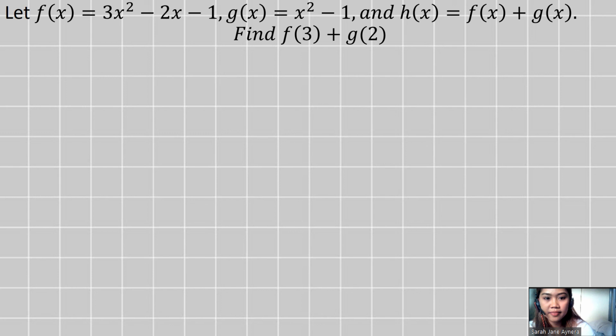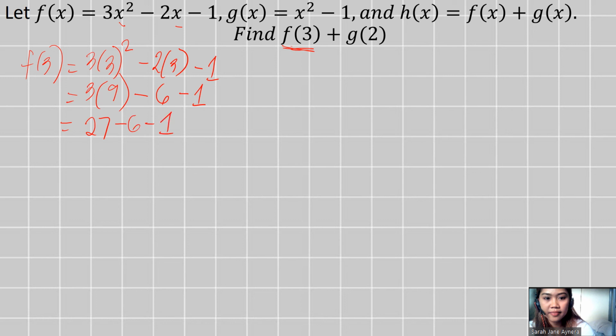Okay, now let us find f of 3 plus g of 2. We are going to solve first f of 3. From the function f, all x will become 3. So, 3 times 3 squared minus 2 times 3 minus 1. We do the exponent first. 3 squared is 3 times 3, that is 9. 2 times 3 is 6. 3 times 9 is 27, minus 6, minus 1. 27 minus 6 is 21, minus 1 is 20. So, that is your f of 3.